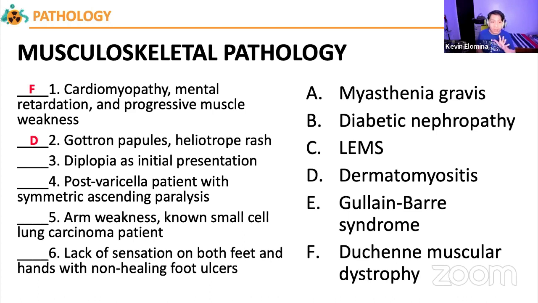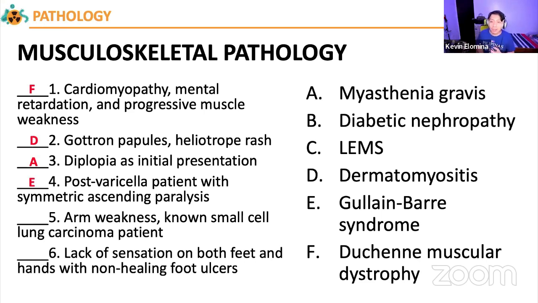Now, diplopia as an initial presentation, remember that your neuromuscular disorders, no, yung myasthenia gravis nyo and your limbs, your myasthenia gravis affects your EOM. So that is the answer. Okay? Now, if you have a post-varicella patient, then nagkaroon siya ng symmetric ascending paralysis, no? And can involve, no, your respiratory muscles. So pwede silang mahook sa ventilator. That's your Guillain-Barré syndrome. Okay.